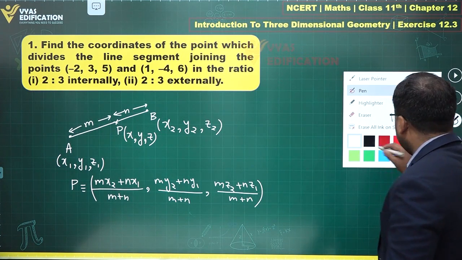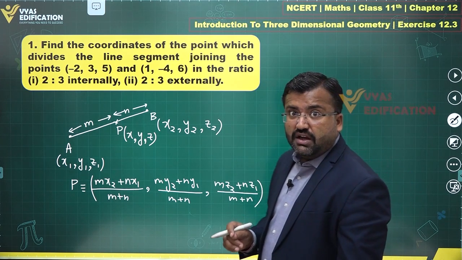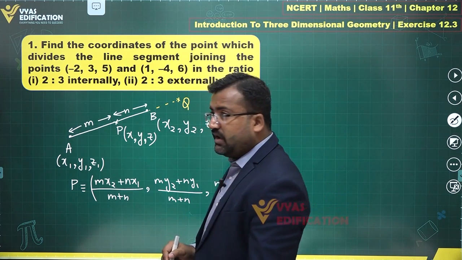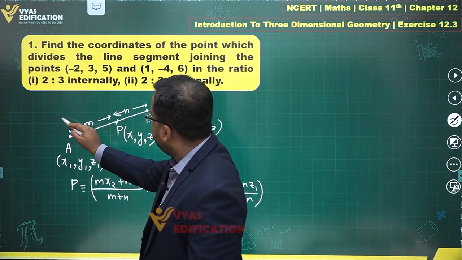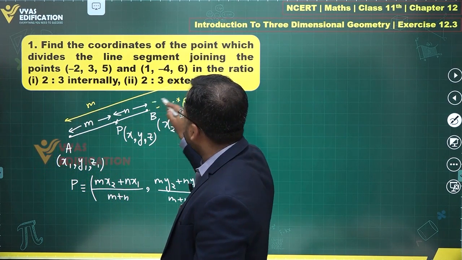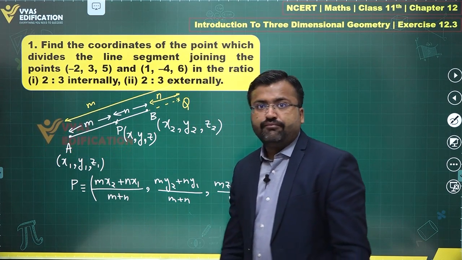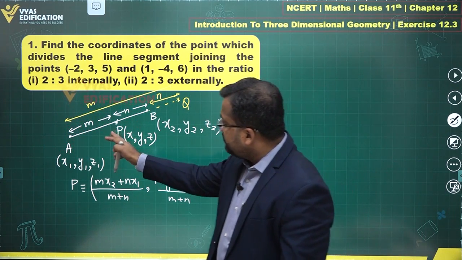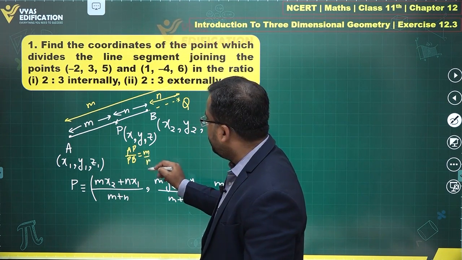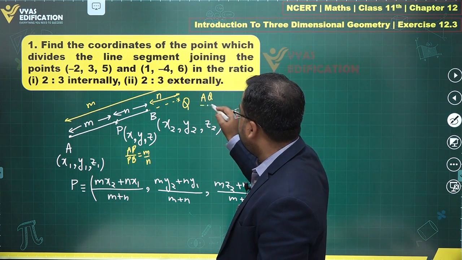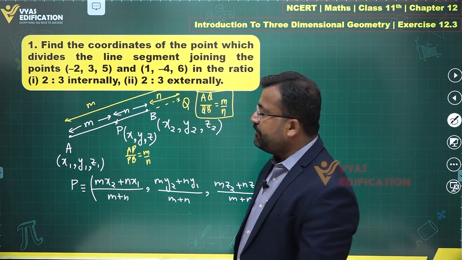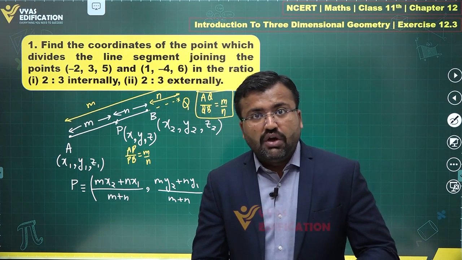Another point would be, you can say there could be another point Q over here. And for this Q, we can say that AQ to QB is m is to n. Okay, what are we saying? In the first part, we say that AP upon PB is equal to m upon n. In this part, for external division, AQ upon QB is equal to m upon n. If this is the case, then point Q divides AB externally in the ratio m is to n.